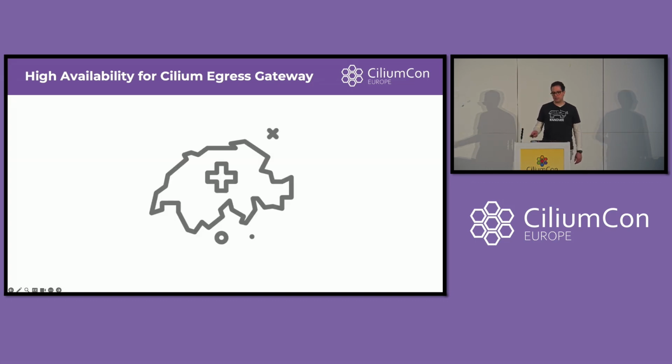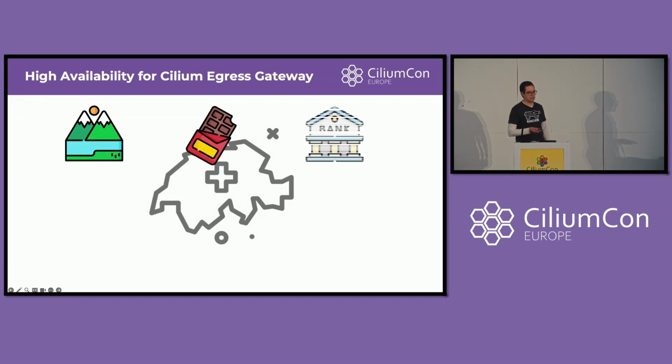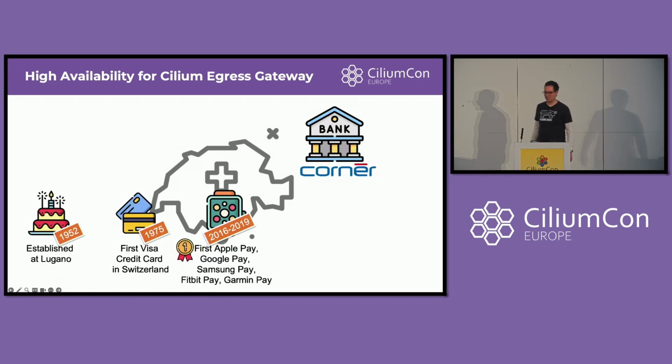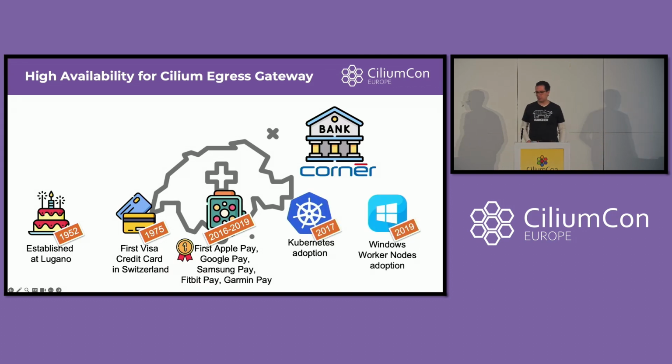We are a Swiss company, as you know. Switzerland is famous for Alps, chocolate, and banks. And surprise, surprise, we are a bank. Corner started its business in 1952, and it was the first to offer a Visa card in Switzerland, also the first to offer Apple Pay in Switzerland, the second, I suppose, after the UK in Europe. And we started with Kubernetes 8 years ago and played with many toys like, for example, Windows Worker Node, another hot topic, Calico, Kyverno, and many other tools. And in the last 18 months, we approached the migration to Cilium.